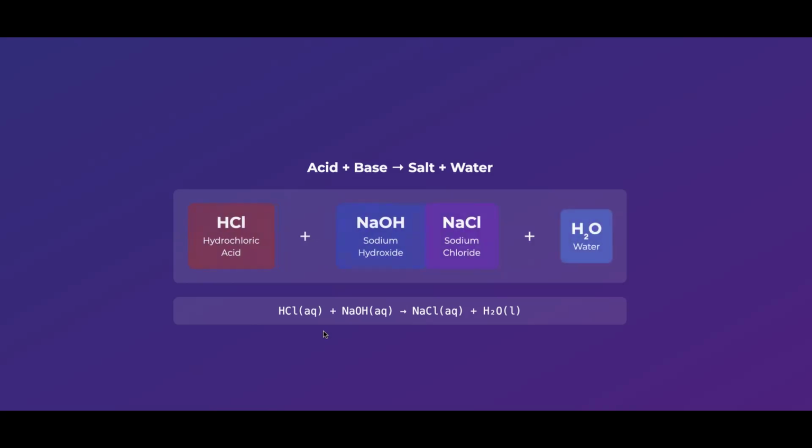Farmers add lime, like calcium oxide, to neutralize acidic soil. Neutralization is used in wastewater treatment to adjust the pH before discharge. Many industrial processes require precise pH control through neutralization.